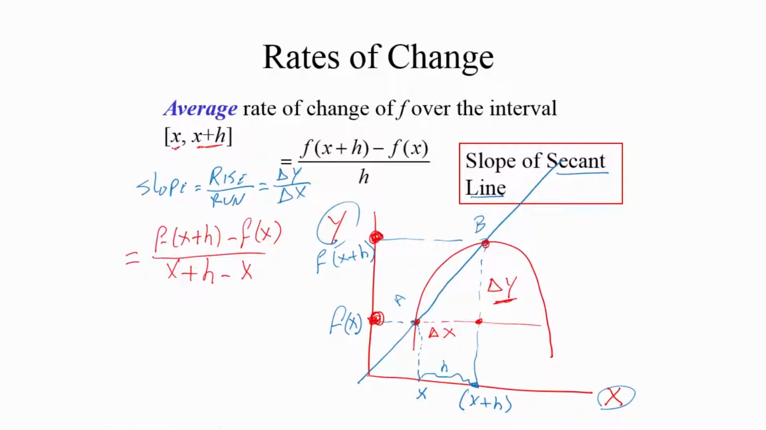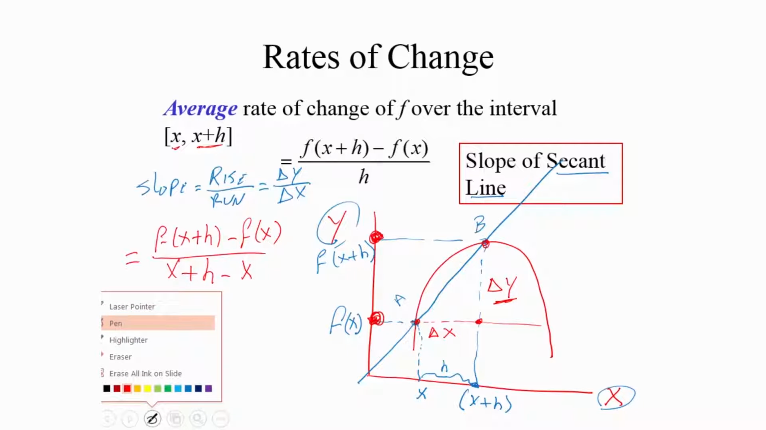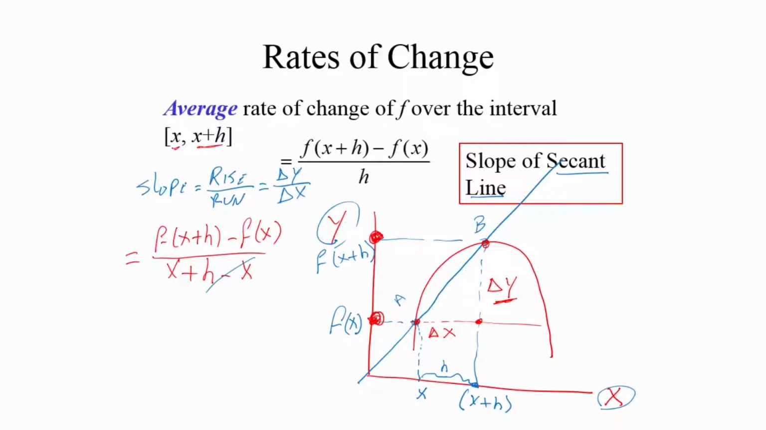So when you do that, minus x and plus x will disappear. Therefore, you're left with f of x plus h minus f of x in the numerator and h in the denominator. And that's what this one is showing. This is the slope of the secant line. This is the slope of a secant line.